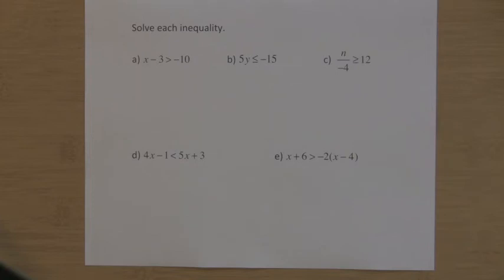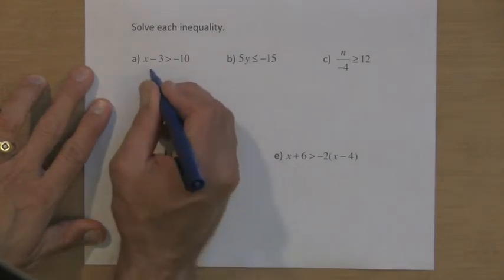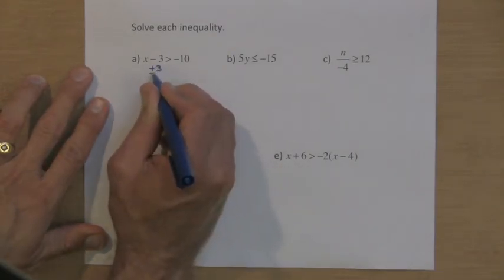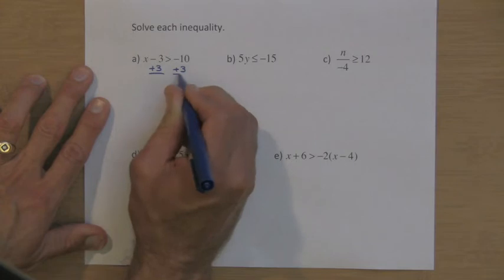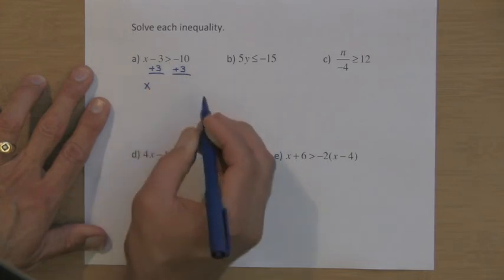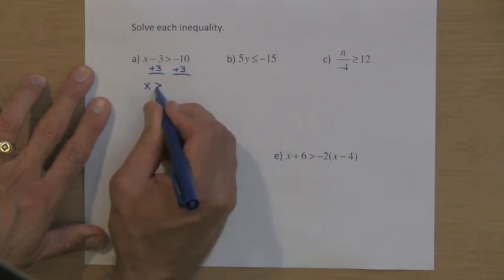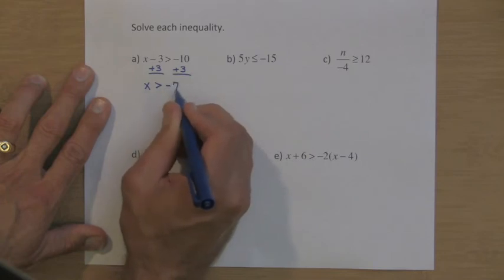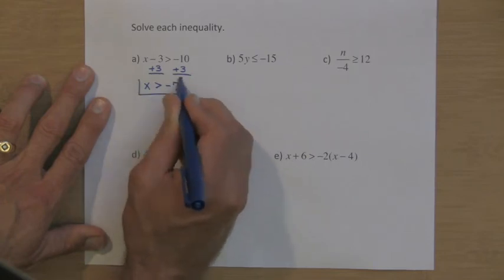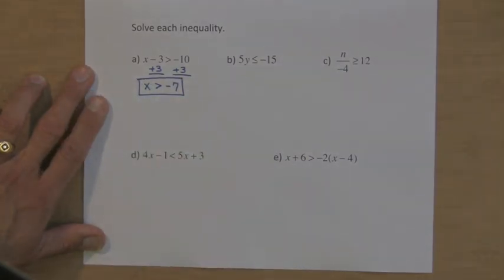Alright, I'm assuming you finished these 5, and here are the solutions so you can check your work. For the first one, x minus 3 is greater than negative 10. To get x by itself, I'd add 3 to both sides. No sign changing by adding 3, so I get x greater than negative 10 plus 3, which is negative 7. So there's my solution. X is greater than negative 7.